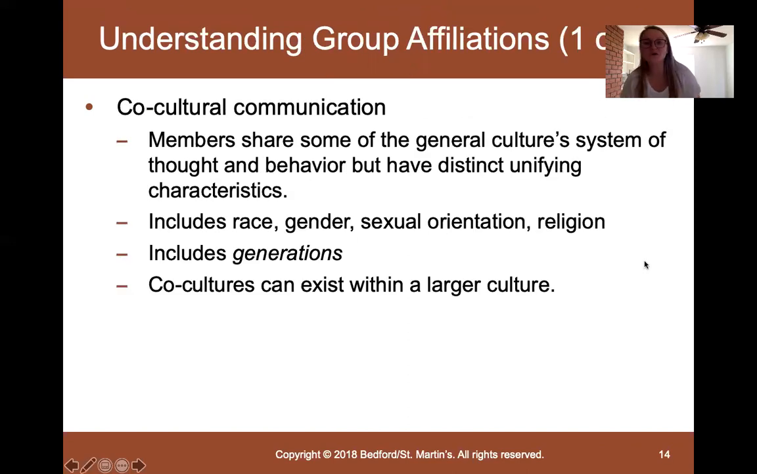All right, co-cultural communication. We talked a little bit about this one. I think maybe chapter 1, could be chapter last week. But co-cultural communication is when members share some of the general culture's system of thought and behaviors, but have a distinct unifying characteristic. This can include race, gender, sexual orientation, religion. It can include generations like the millennials, the boomers, Gen Z. And then co-cultures exist or can exist within a larger culture.